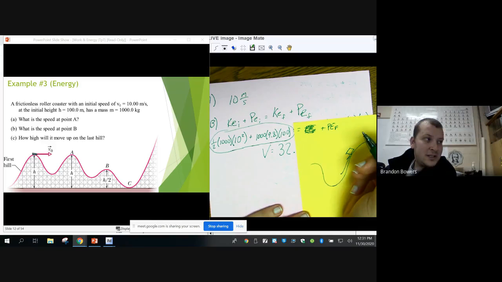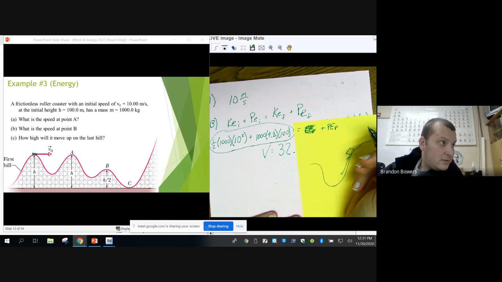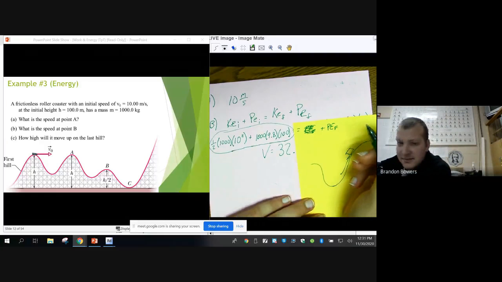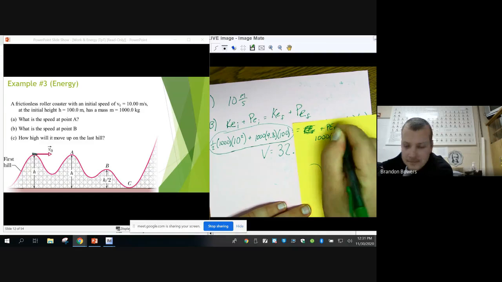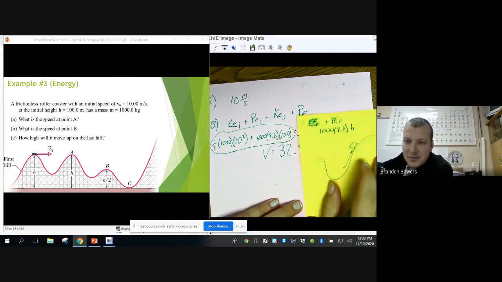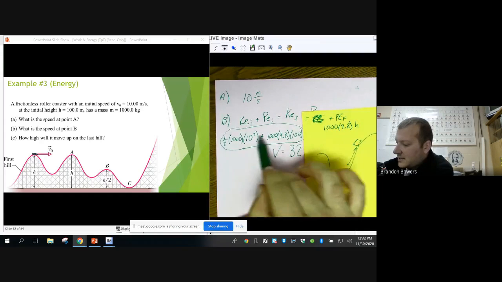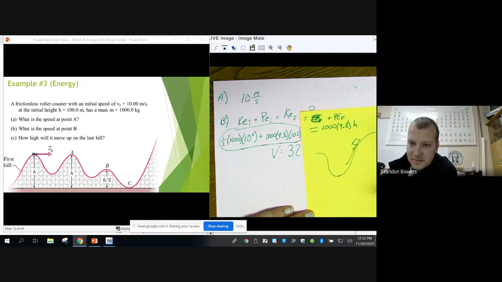So my potential energy on the right side is what I'm going to be solving for, right? The potential energy is mass times gravity times height. I know the mass. The mass, once again, is 1,000 times gravity, which is 9.8, times h. So you're going to set all of this equal to 1,000 times 9.8 times h, and you've got to solve for h.